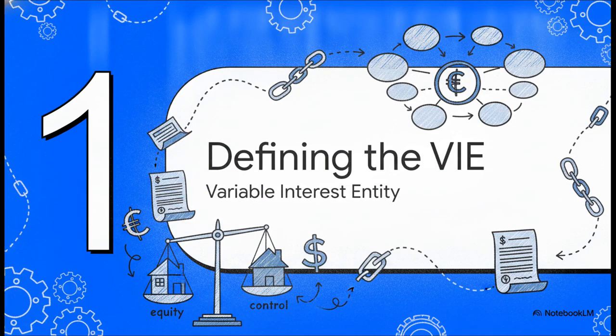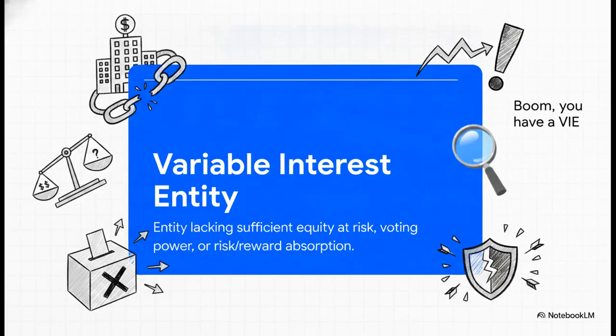Section 1. Defining the VIE, or Variable Interest Entity. So, this is where we explore a really fundamental GAAP concept. A lack of equity does not necessarily mean a lack of control. To put it simply, a variable interest entity, or VIE, is a company where the equity investors, as a group, are basically missing one or more of the typical hallmarks of a controlling financial interest.